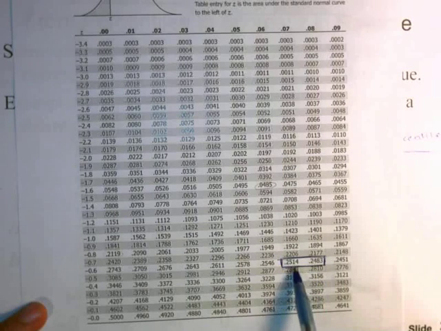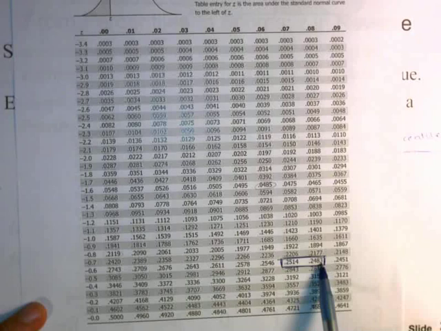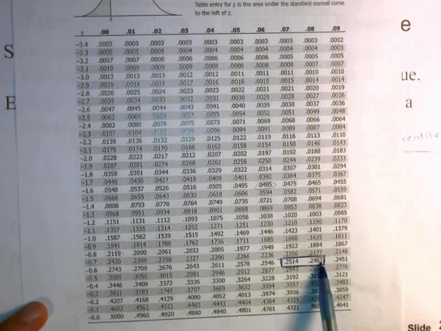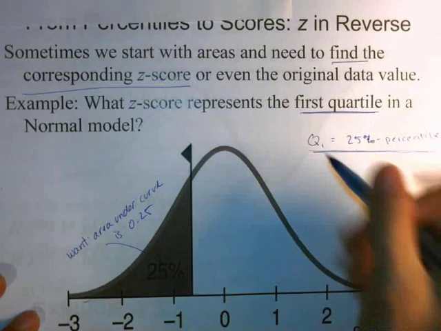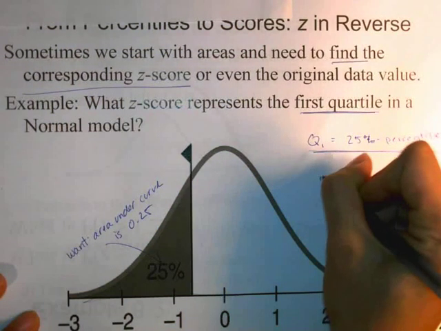I see two numbers here that straddle 0.25. Neither of them is exactly 0.25 in this table, but I have 0.2514 and 0.2483. So somewhere between these two z values is my first quartile, where 25% of the data is. So let's write that down. 0.25.